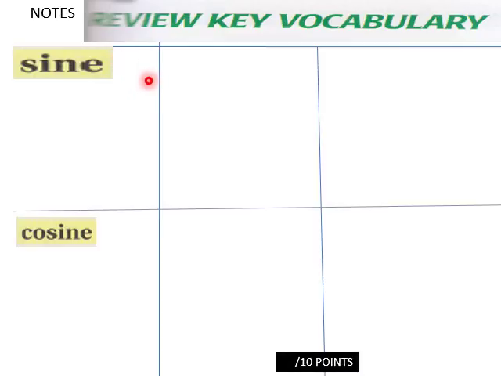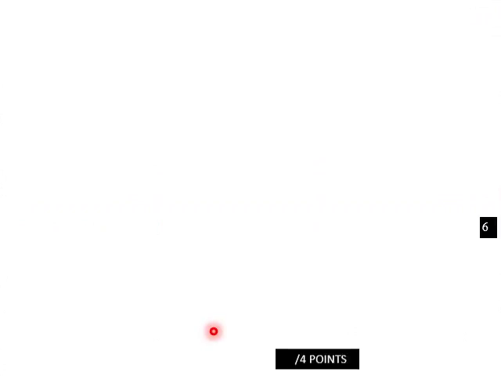Students, in your own words, define sine and define cosine. 10 points, page 5 of your classwork. This is not a notebook entry. This is on your classwork sheet, so you'll get points for that classwork.